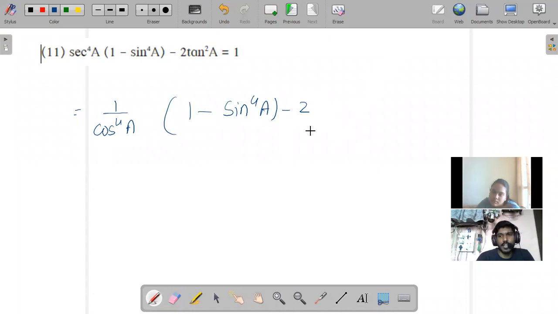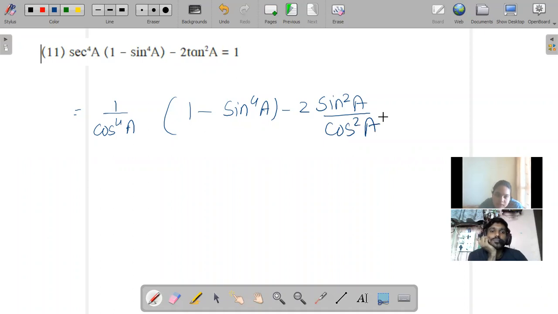Yes, but I'm seeing if that will help us in solving. It should help us in solving, otherwise it's useless making it. You are saying sine square a upon cos square a. Okay. Also note one thing, I have to show that this equals 1. So all of this should give me 1. Let's see if it comes out like that.